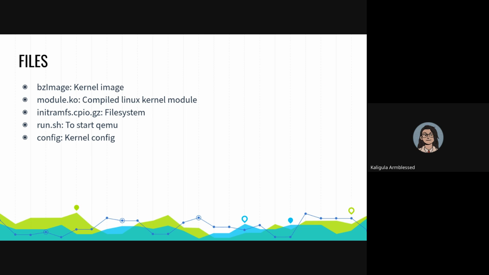Then sometimes they'll give you module.ko, which is basically the compiled Linux kernel module that's loaded into the kernel when it's running. Then there will usually be a file system. So in this case, I gave you guys an initramfs file system. There's also usually a run script for you to start QEMU. And the run script usually tells you what kind of protections are enabled. And usually people like to include a config file. So the config file also tells you what protections are enabled.